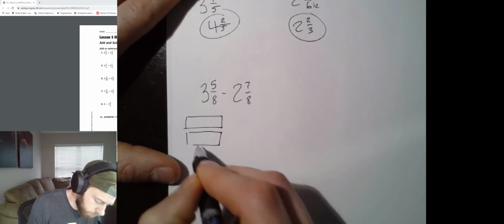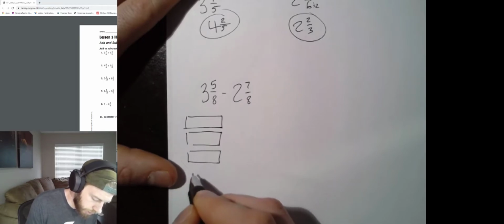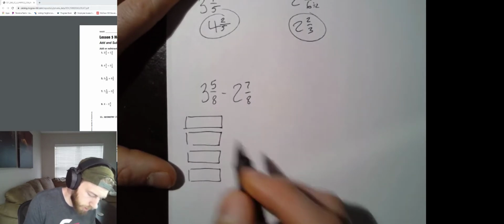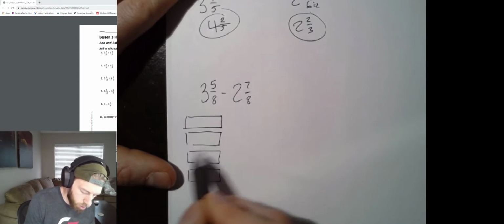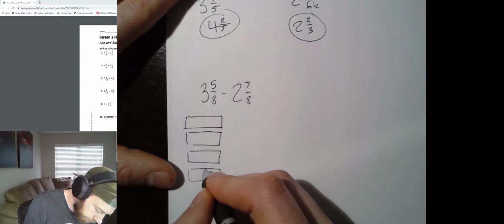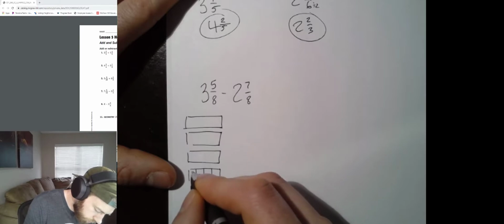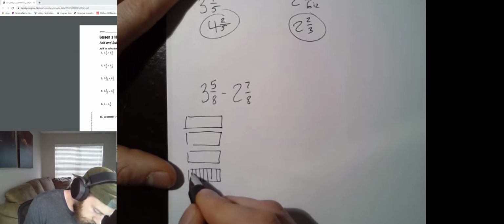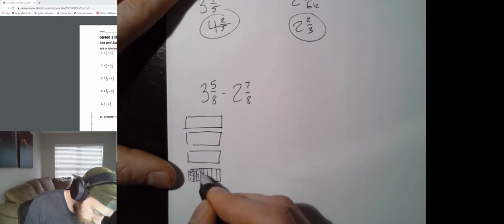1, 2, 3, and we're going to need some 8s. So here's 3 wholes, right? And then we got 8s right here. 1, 2, 3, 4, 5, 8. So there's 3 and 5/8.